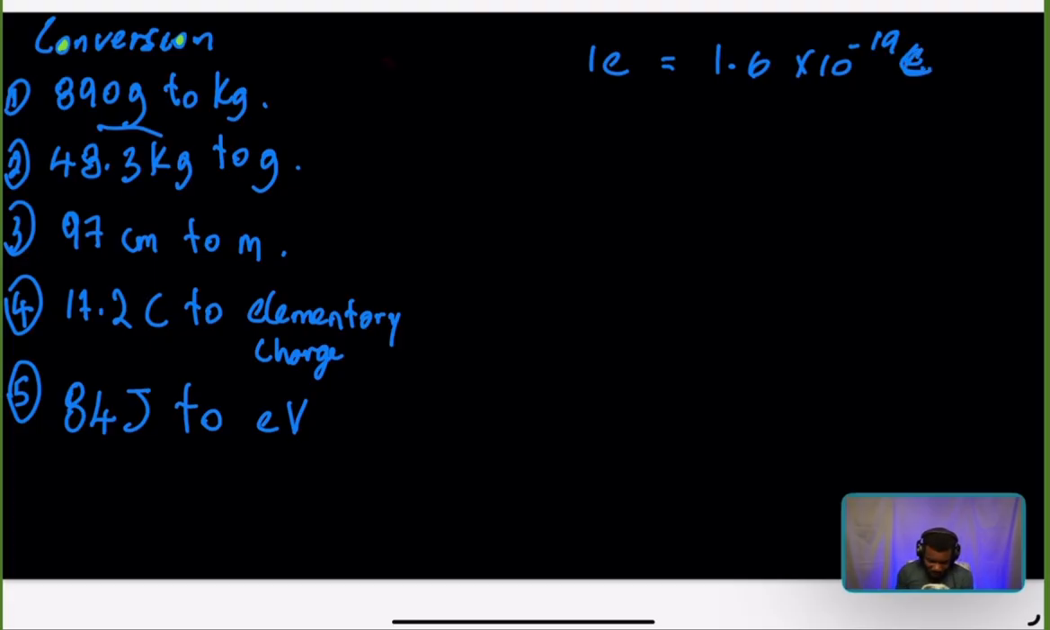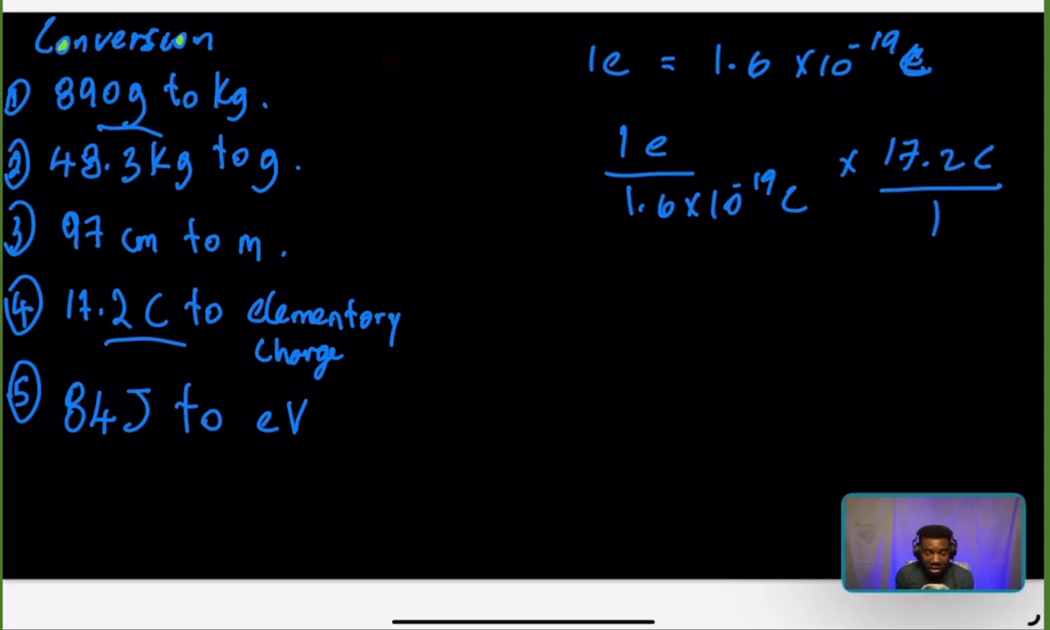So therefore, the first thing that I need to look at is, okay, I'm converting from coulomb. So I'm going to create a fraction now. I'm going to have 1e divided by 1.6 times 10 to the negative 19 coulombs. Then I'm going to use that fraction to multiply the one that I'm trying to convert from. So I'm trying to convert 17.2 coulomb to elementary charge. That is by itself, so therefore the denominator is definitely 1.